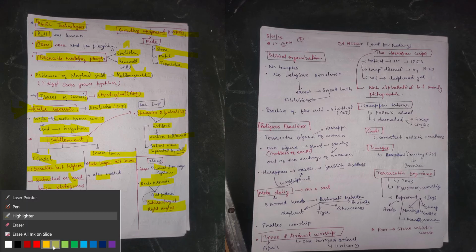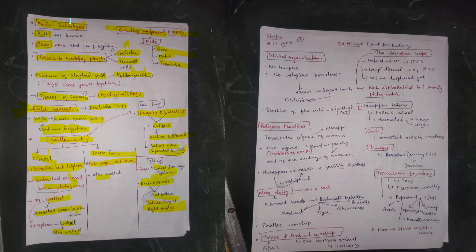Now, let us revise once again. We'll do three revisions, for which we need to use three pits. So we are talking about agriculture technologies. The bull was known to the people of the Indus Valley civilization. Oxen were used for plowing. Terracotta models of plow have been found from Cholistan and Banavali in Haryana.